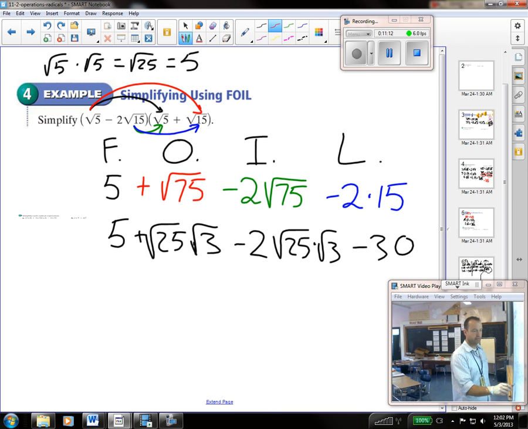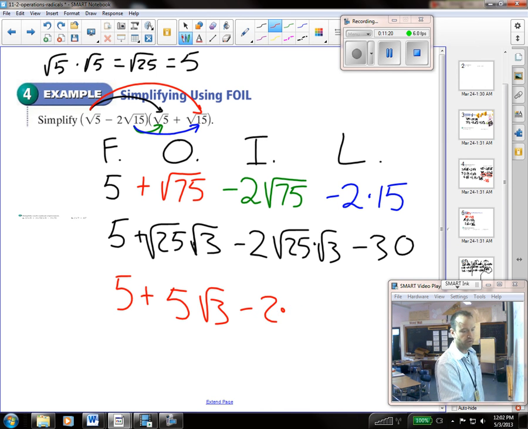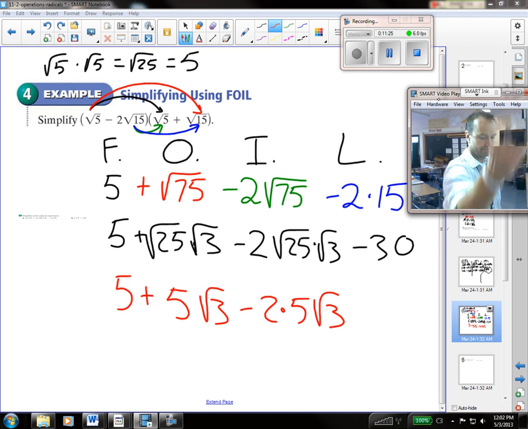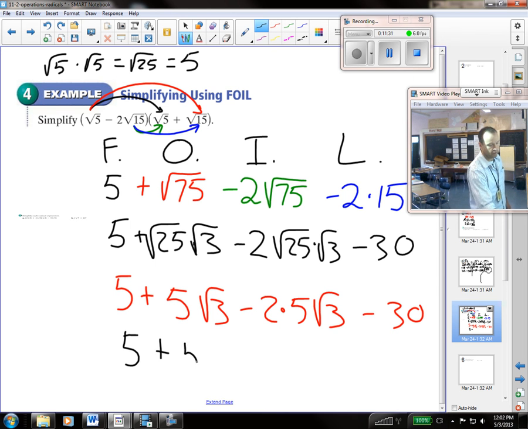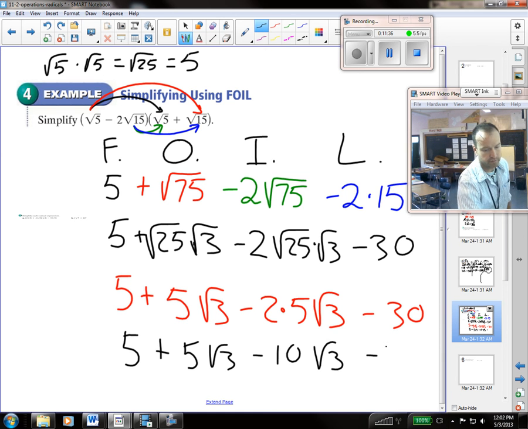Next line, still have this 5. Square root of 25 becomes 5, and those are square roots of 3. Here I have minus 2 times 5, square roots of 3. And last I have minus 30. 5 plus 5 square roots of 3 minus 10 square roots of 3 minus 30.